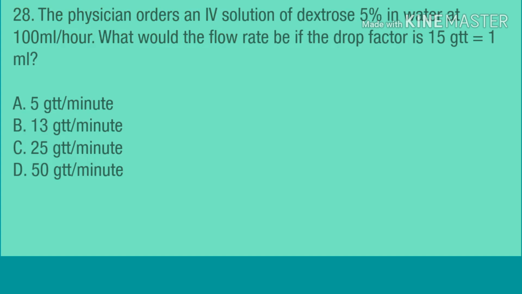Question 28. The physician orders an IV solution of dextrose 5% in water at 100 milliliters/hour. What would the flow rate be if the drop factor is 15 gtt equals 1 milliliter? A. 5 gtt/minute. B. 13 gtt/minute. C. 25 gtt/minute. D. 50 gtt/minute.